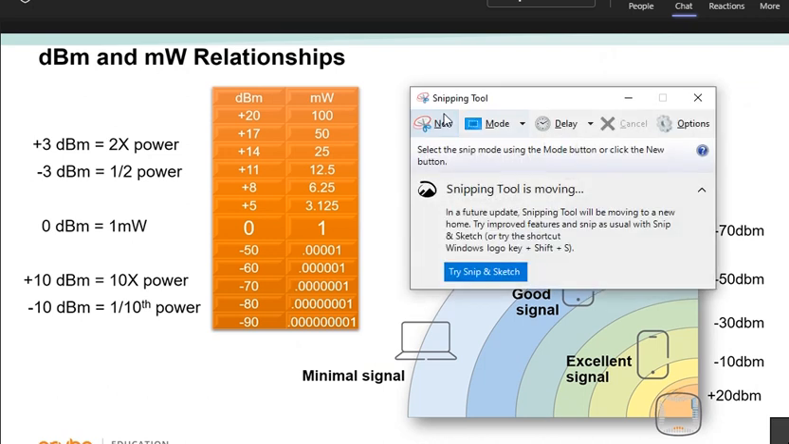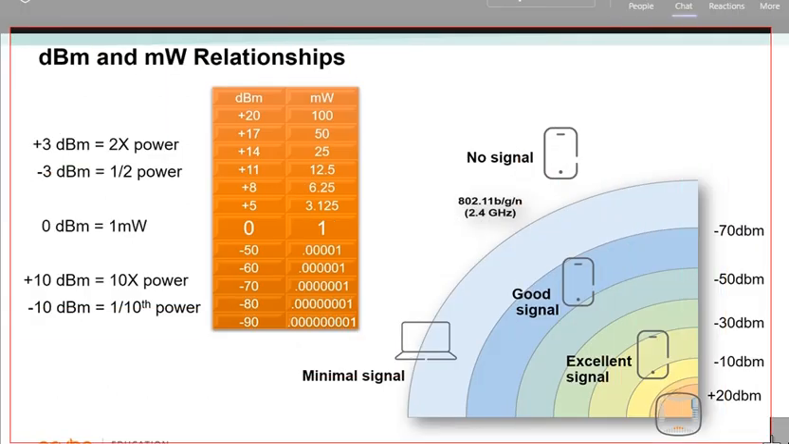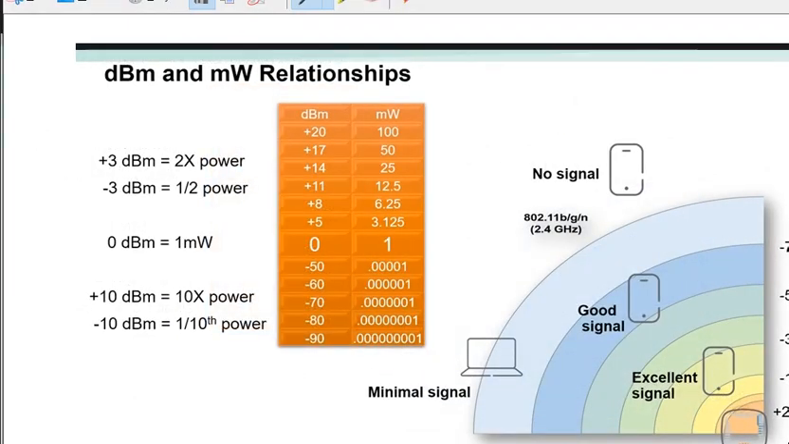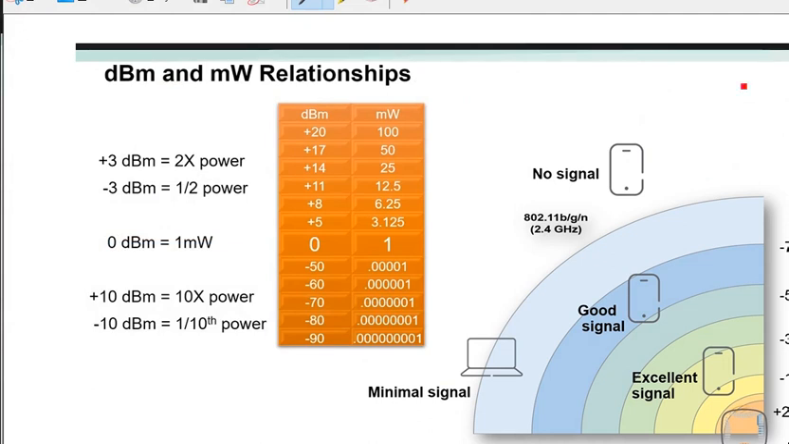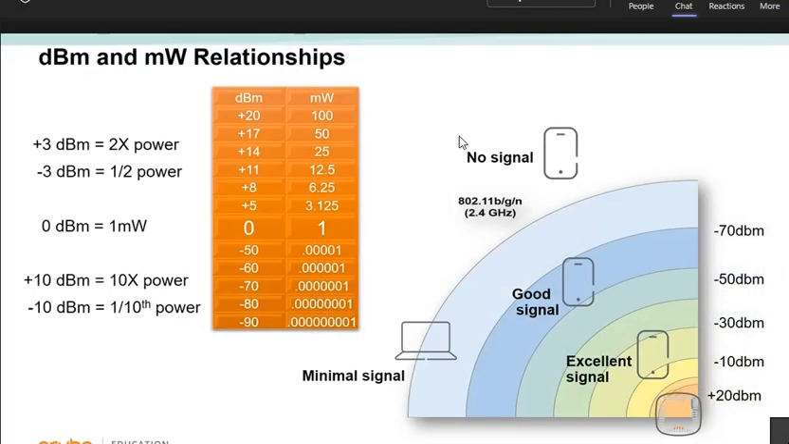Next is working with your power levels. How do I increase and decrease my power levels? Whenever you are increasing or decreasing your power levels, you need to understand that you work with the concept of 3s and 10s. You only work with the concept of 3s and 10s when you're increasing or decreasing your power level.